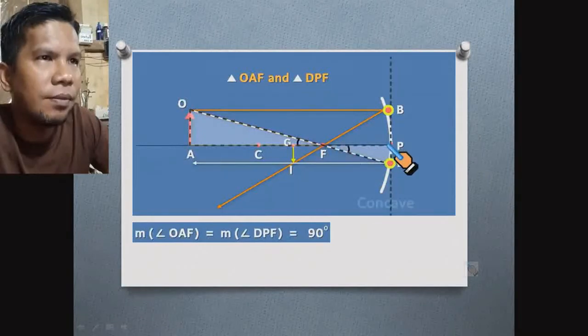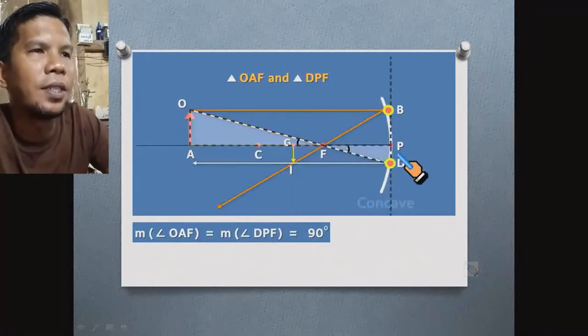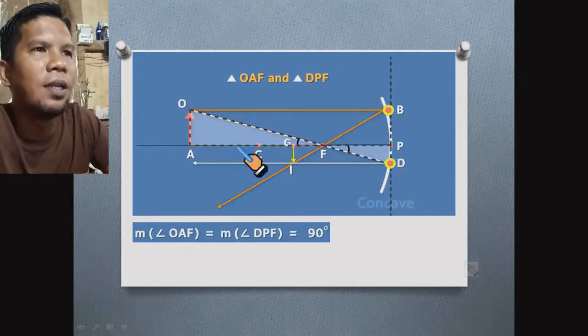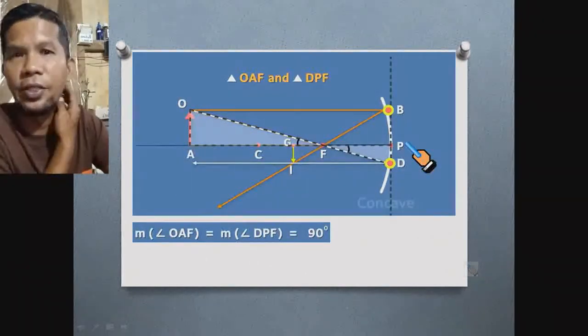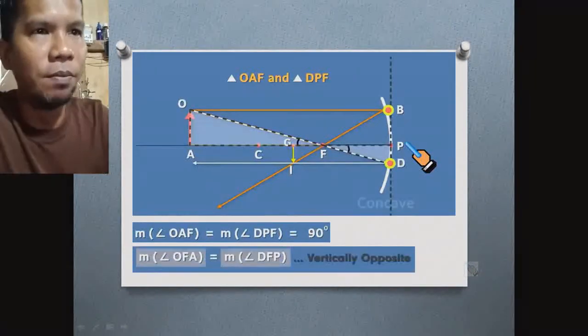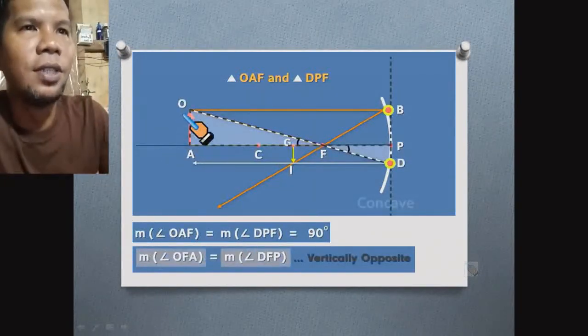Line PF, line DP, DP is also perpendicular, pababa, no? Pababa. So, ibig sabihin, if these lines are perpendicular to the horizontal line, it will have a 90 degree angle. Okay, first is approved. Now, let's go to the second one.